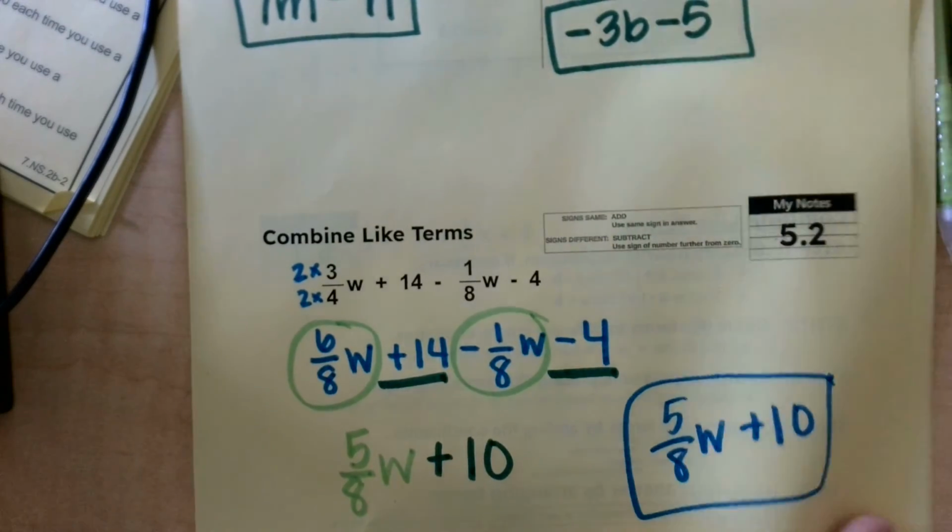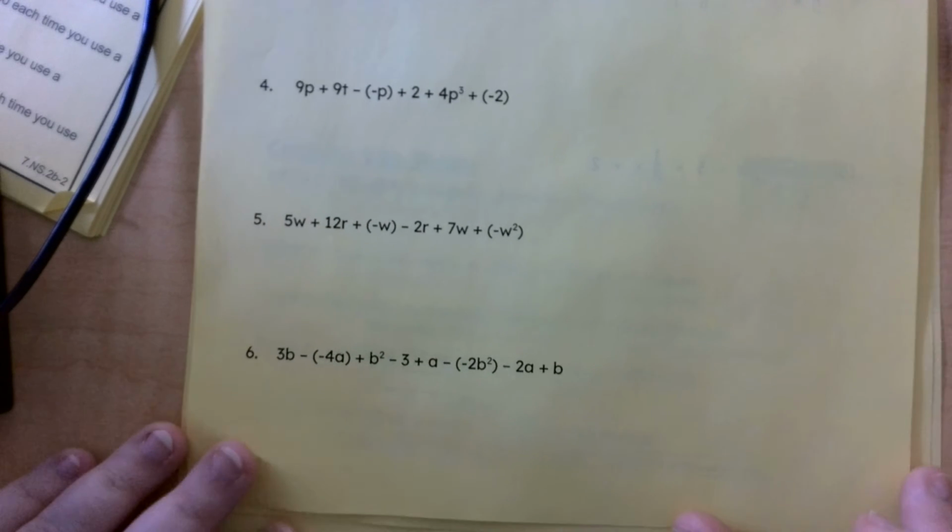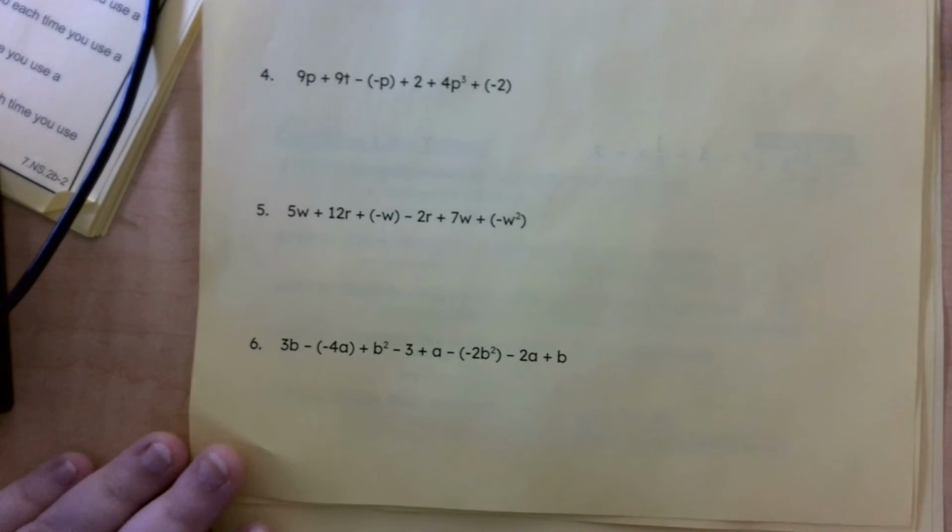Alright, let's continue. This next page is going to be practice for you guys. I want to do a couple together. How about we do the last one on both pages? So let's do number 6 together and number 10 together.